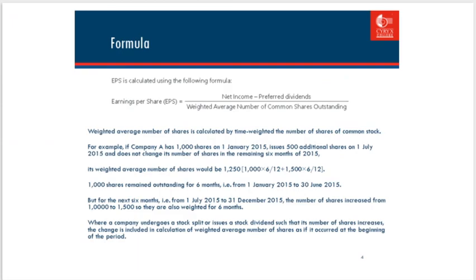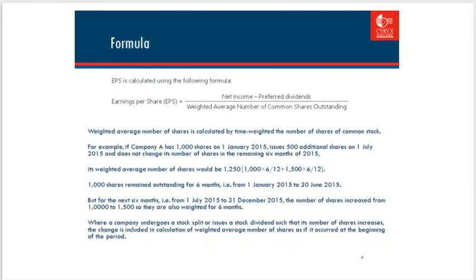Formula. Weighted average number of shares is calculated by time-weighting the number of shares of common stock. For example, if Company A has 1,000 shares on the 1st of January 2015, issues 500 additional shares on the 1st of July 2015 and does not change its number of shares in the remaining 6 months of 2015, its weighted average number of shares would be 1,250: 1,000 times 6 divided by 12 plus 1,500 times 6 divided by 12.